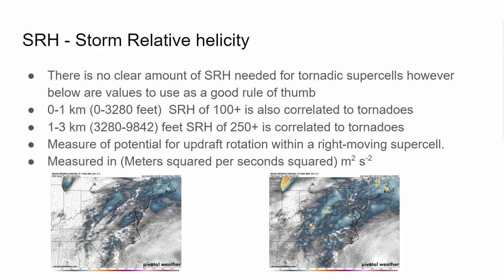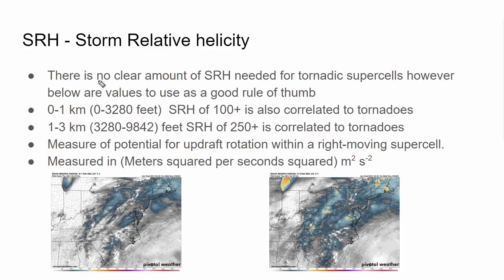So our first ingredient that we're going to need for tornadoes here is storm relative helicity. Now, this is measured in meters squared per second squared, as you guys can see right down there. It's the measure of potential for an updraft within a right-moving supercell.